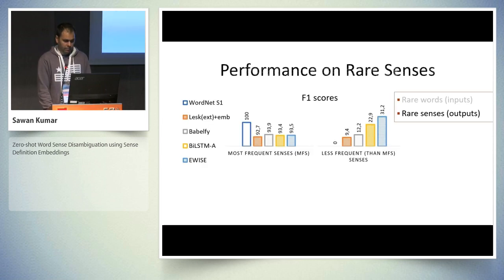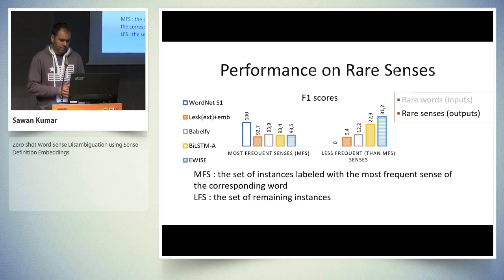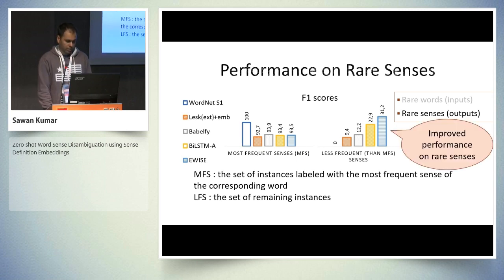In this next slide, we compare performance on the rare senses, which is the outputs of a WSD system. So here we split the examples into two parts. The first is the examples wherein the right sense is the most frequent sense, and the other set, LFS, is all the other examples. So whenever the right sense is not the most frequent sense, it's part of the LFS set here. Here we see that while the performance on the most frequent senses is comparable and similar, we get improvements on the LFS set significantly.